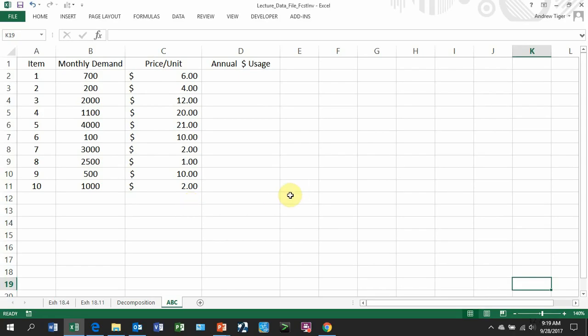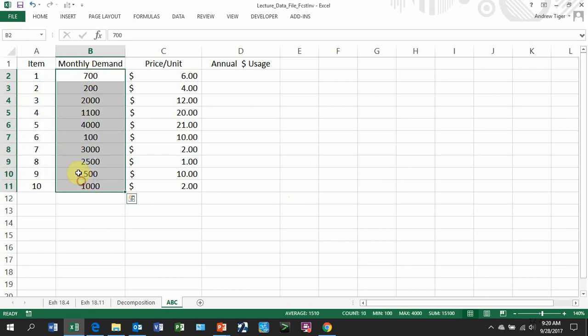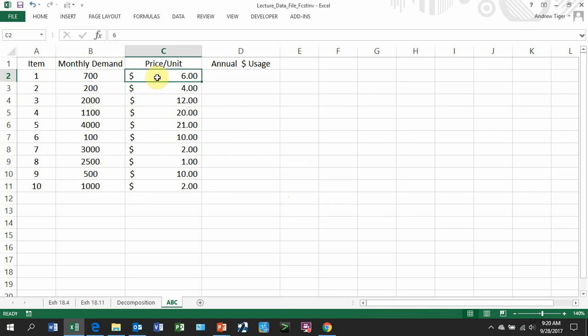So this is actually a homework problem, or a problem from the back of the book, problem 42. And what we have is 10 items. Obviously we would have thousands or hundreds of thousands of items in a real system. This is our usage on a monthly basis. This is what they cost us. So you can see some things we use a lot, and then some things are real cheap or real expensive.